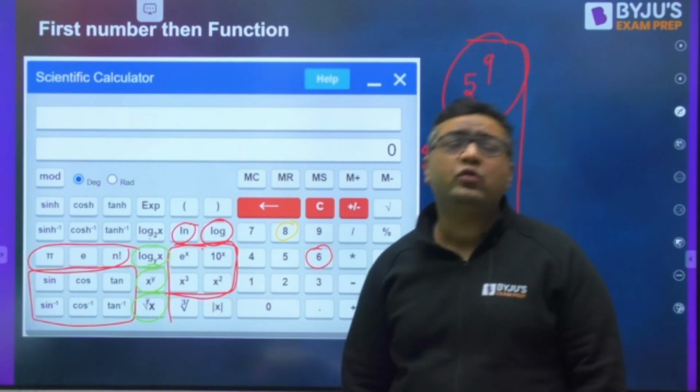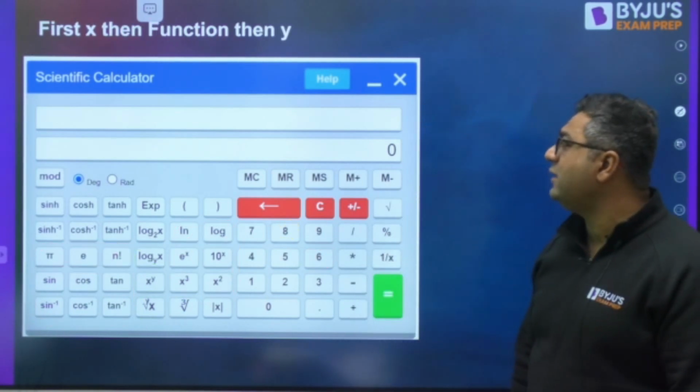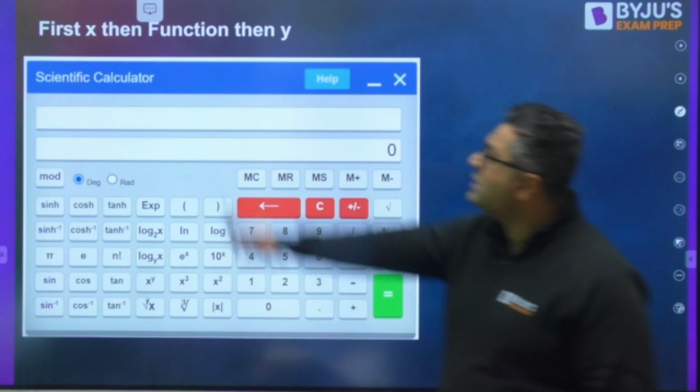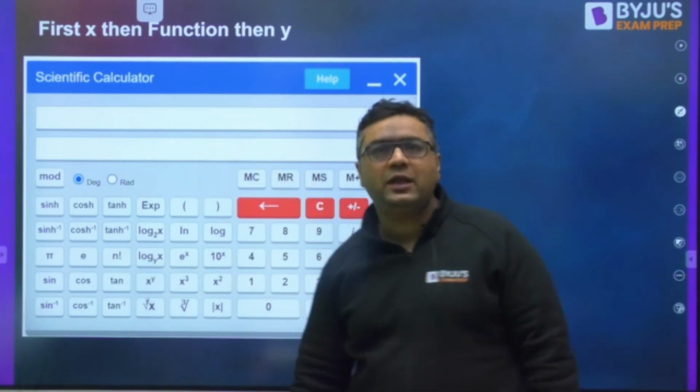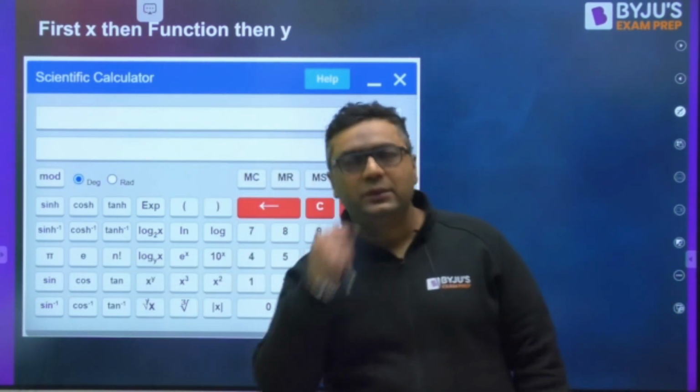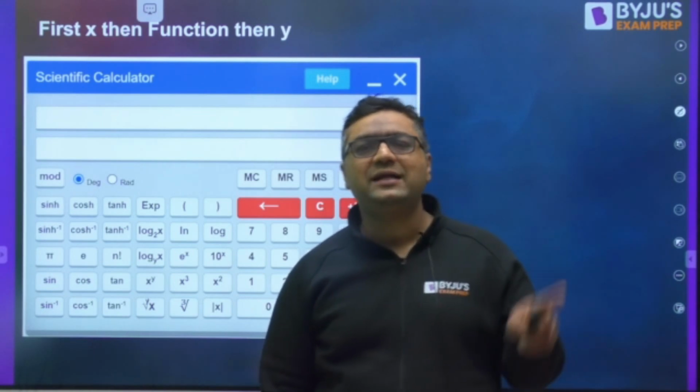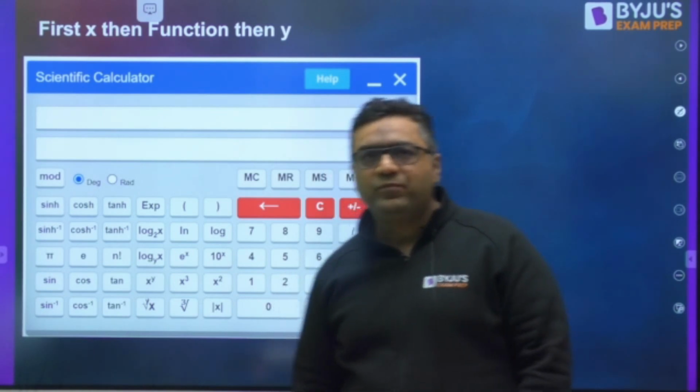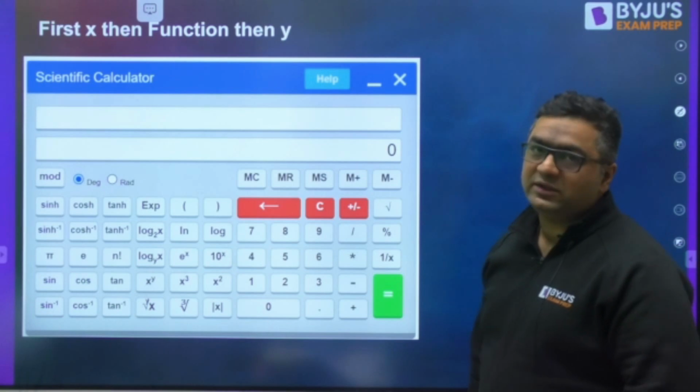But my dear, when we are going to use these functions, the rule is slightly different. The rule is first x, then function, then y. First x, then function, then y. Okay, so first x, then function, then y.